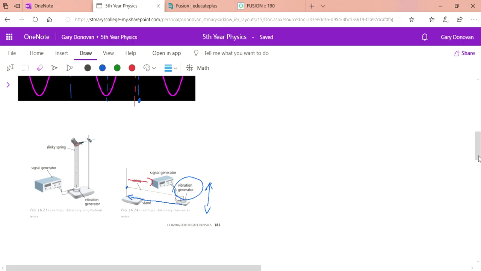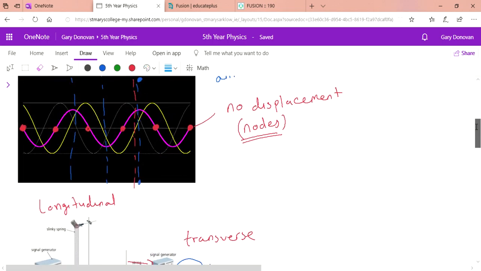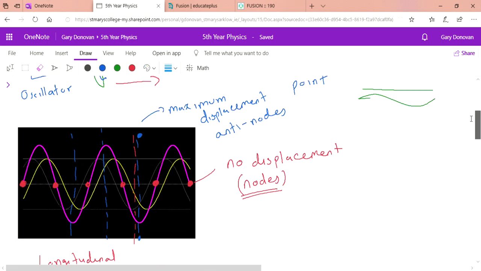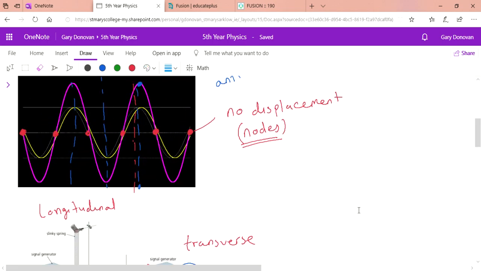Now you could attach it up to a slinky spring instead. So this would be a transverse wave example, where we see transverse waves, whereas this would be a longitudinal wave example. Now this is in your textbook, page 181, which I'll get you to read, but they're just two examples of how you could make a stationary wave, and I would show you them in the lab. So just looking at the different patterns you can get then.